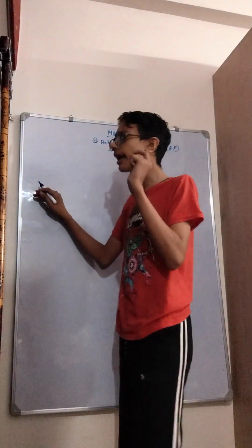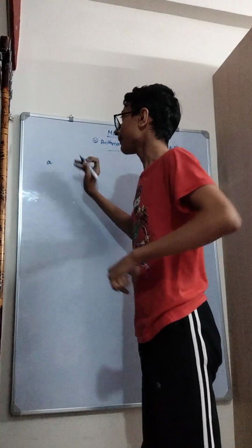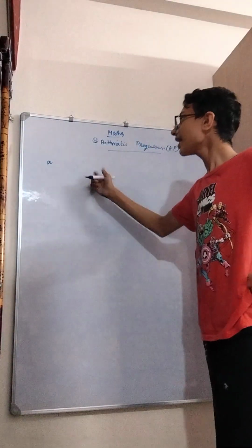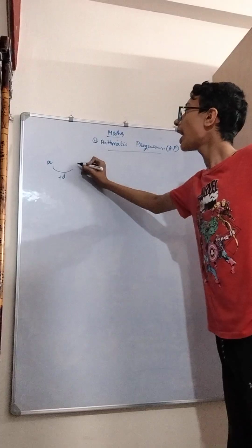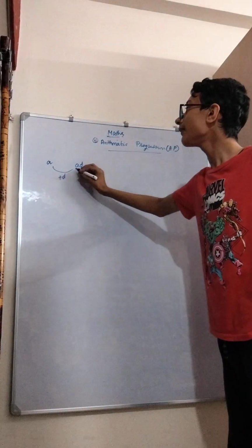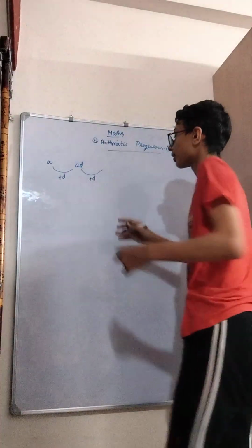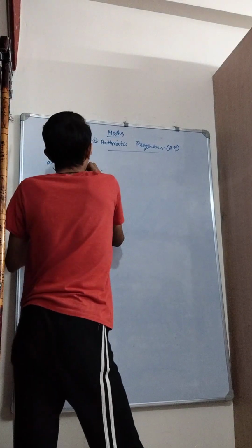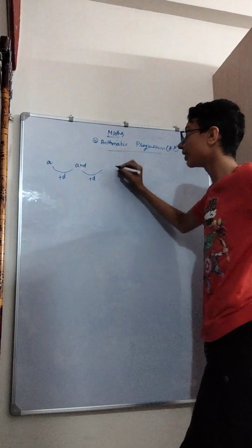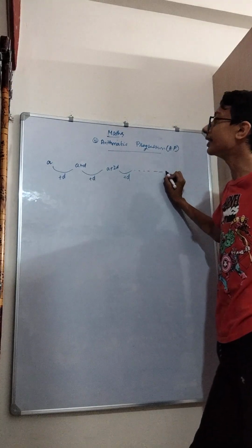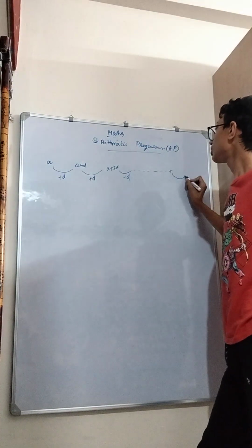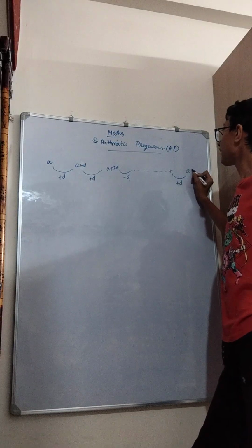Now AP is a sequence of terms. I won't explain the definition. Let A be a term. For the next term, I add a difference D. It's not AD, it's A plus D. Then I add a common difference again, that is A plus 2D, and so on, adding differences D all the way to the last term.